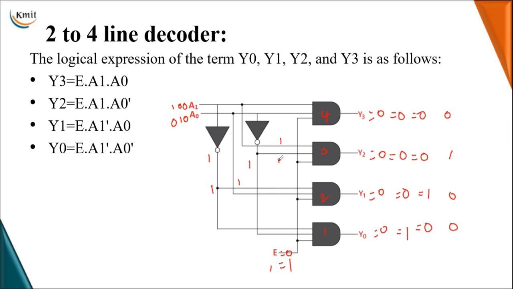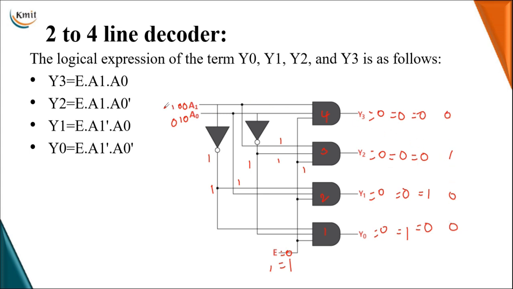So then here we will obtain 1. As E is 1, only for this third AND gate all three inputs are logic 1. Hence you obtain your Y2 equal to 1. The remaining will give you the outputs as zeros.